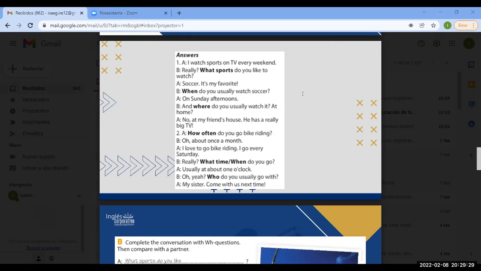I watch a sport on TV every weekend. Really? What sport do you like to watch? Soccer. It's my favorite. When do you usually watch soccer? On Sunday afternoon. And where do you usually watch it? At home? No, at my friend's house. He has a really big TV.